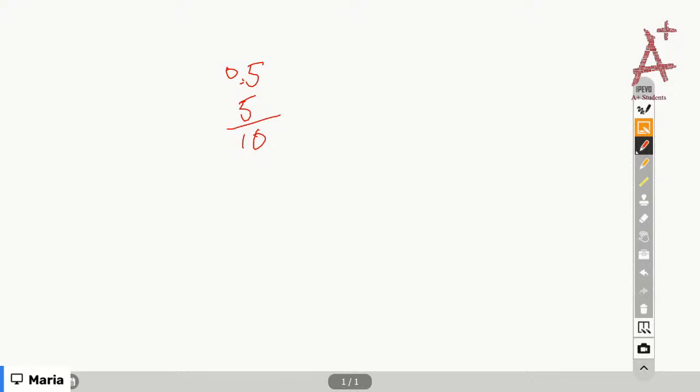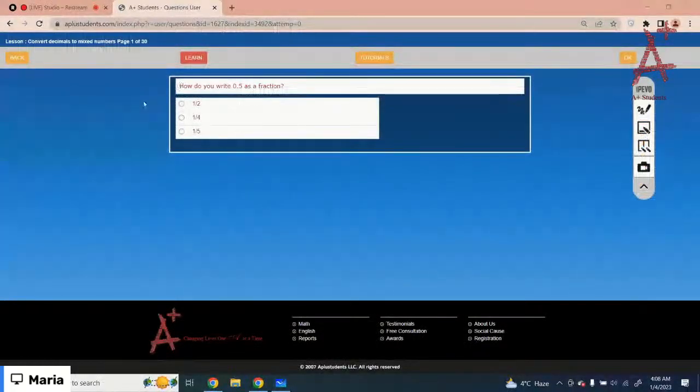Now you have to find a common number that can divide both numerator and denominator. The common number is 5. 5 divided by 5 is 1 and 10 divided by 5 is 2. 5 times 1 is 5 and 5 times 2 makes 10. So it would be 1 over 2. So the correct option is 1 over 2. Just select the correct option and click on the OK button.